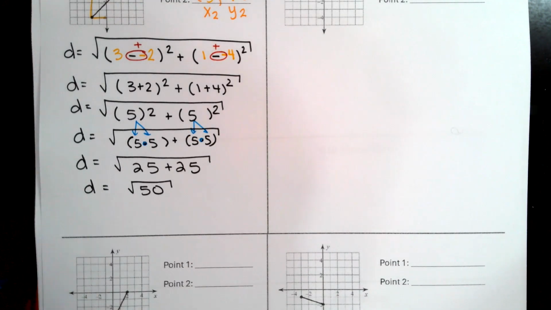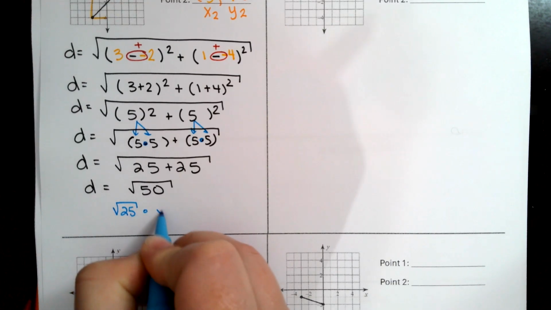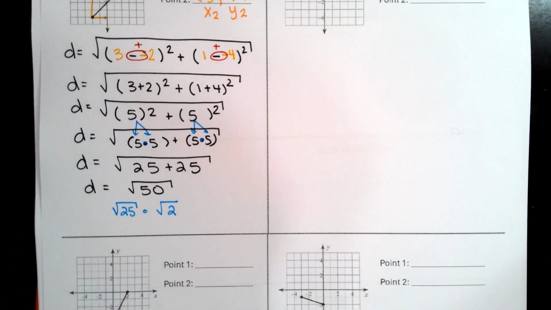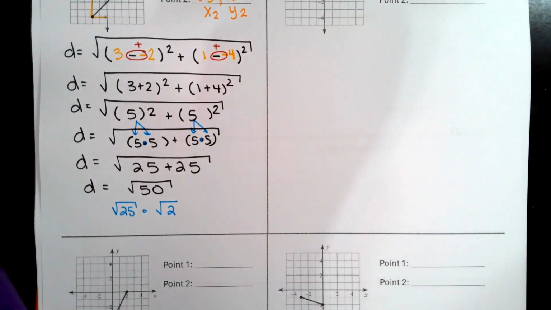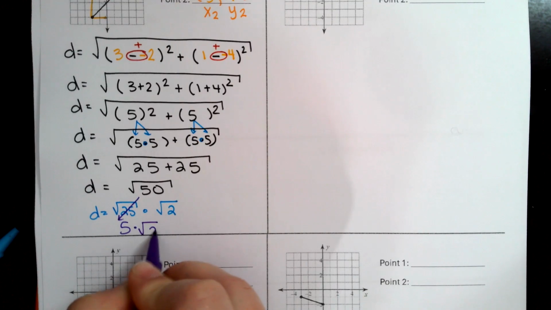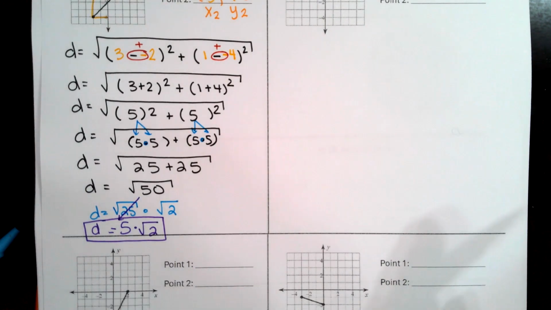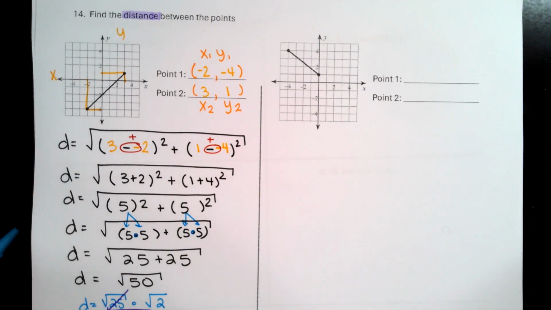50 needs to be simplified. So we're going to break apart 50 into 25 times 2. And now we should simplify. We should already know how to simplify the square root of 25, which is 5. So we get 5 times the square root of 2 as our distance. This is our answer. Okay, next one. I think we have 3 more for distance, and then we get to move on to a new formula.